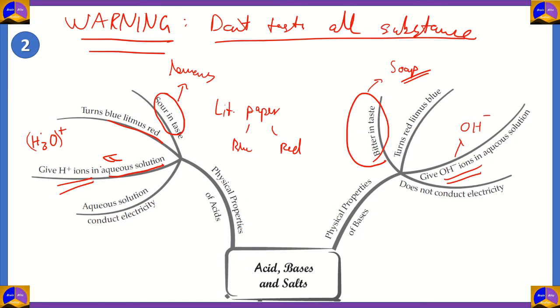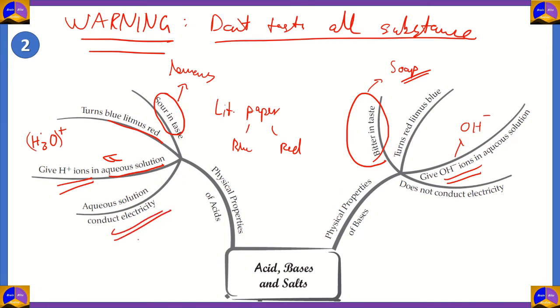So in an acidic medium, you have an excess of H+ ions, and in a basic medium, you have an excess of OH- ions. This will feature well in our description of how we can identify whether an acid is strong or not. And another important physical property of acids and bases is the conduction of electricity.